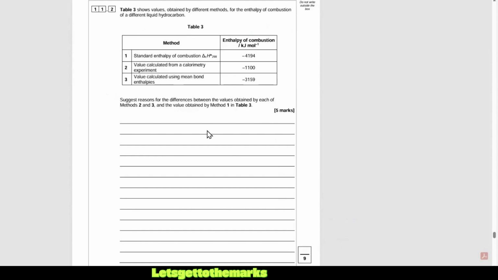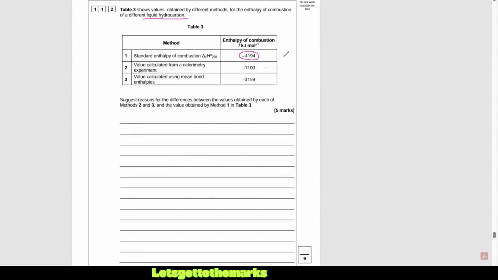Hi, this question looks long, a 5 marker. 11.2 Table 3 shows the values obtained by different methods for the enthalpy of combustion of a different liquid hydrocarbon. Right, so we're going to answer this one again. You're going to need a pen and paper. So it's a liquid hydrocarbon. Why are they telling us that? Method 1, the standard enthalpy of combustion at 298 K, so standard conditions, is -4194. Now, if you do this from calorimetry, you get a way smaller enthalpy of combustion, -1,100.